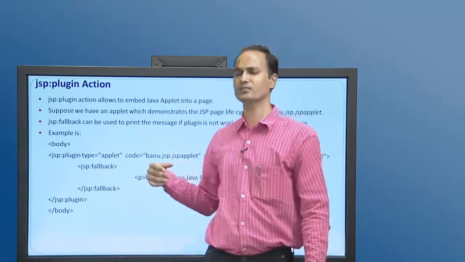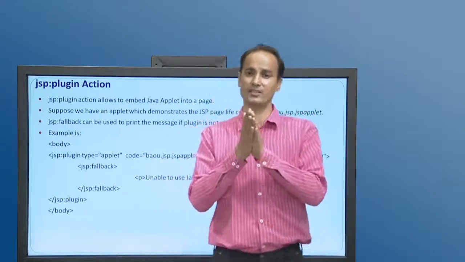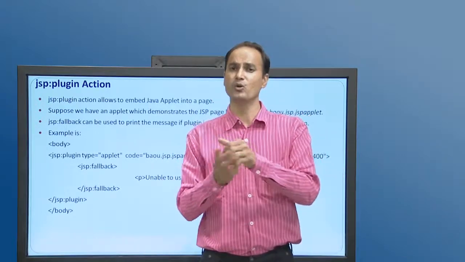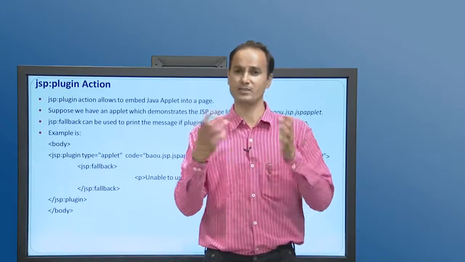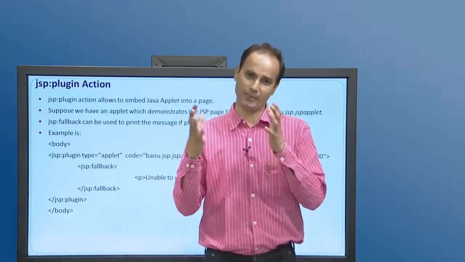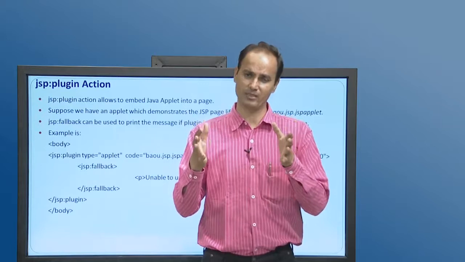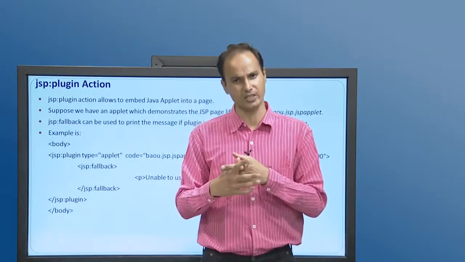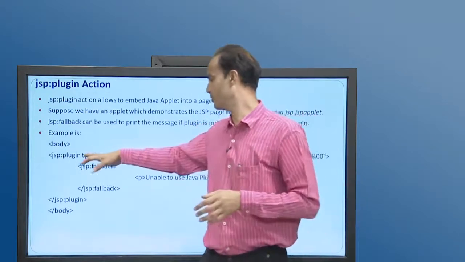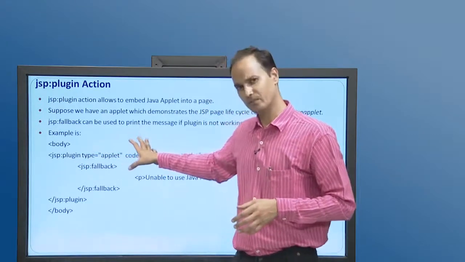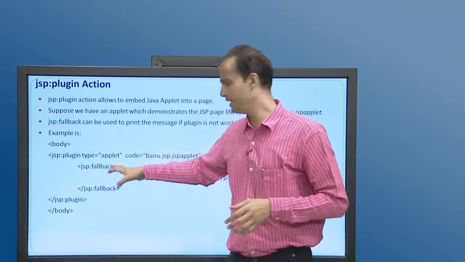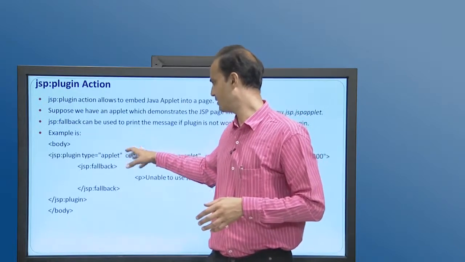The next action is plugin, jsp:plugin. This standard action helps us to embed an applet in our JSP file. Sometimes if you want to embed an applet kind of control in a JSP file, this standard action helps us to do that. The syntax is simply you need to specify plugin, type equal to the component you want to plug in. Here we are trying to plug in an applet.